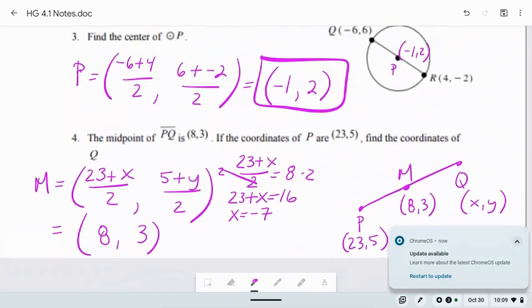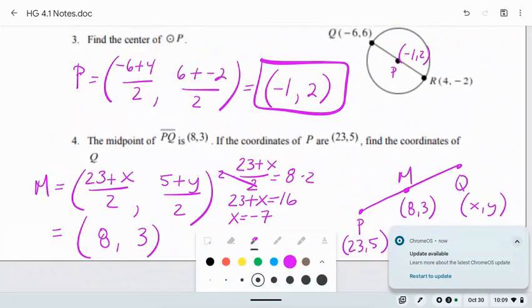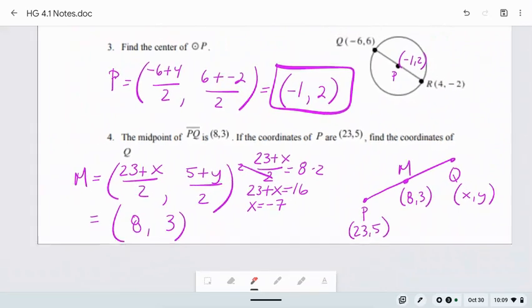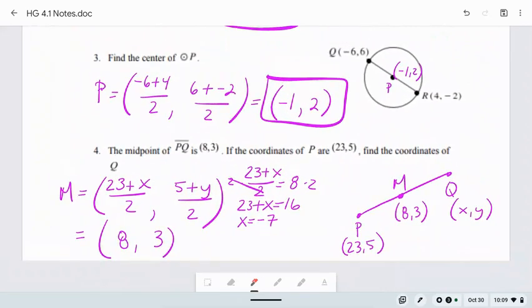Now to find the y coordinate, I'm going to do the same thing, except I'm going to set the 5 plus y over 2 equal to the y coordinate of the midpoint, which is 3. So to solve for y, multiply both sides by 2. So I get 5 plus y is equal to 6. When I subtract the 5, I get y is equal to negative 1.